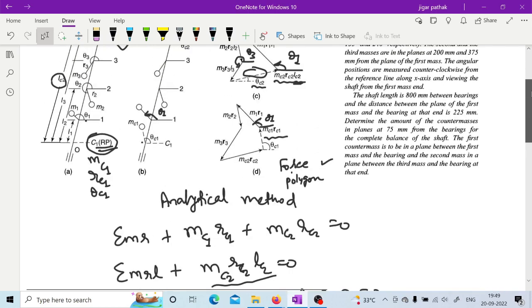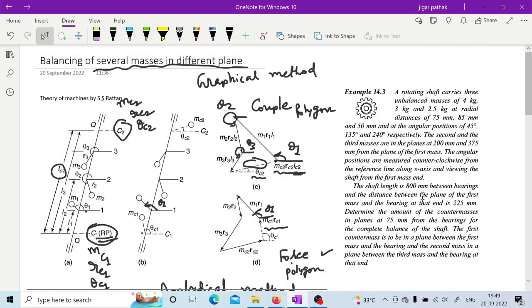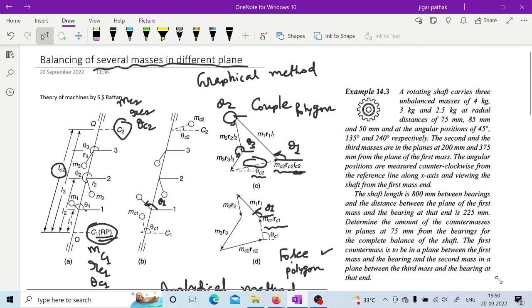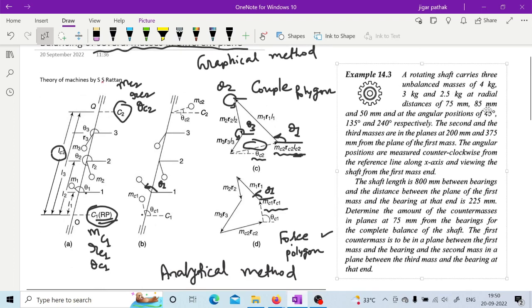Okay. So now you can read this problem. What this problem says is you have a rotating shaft which carries three unbalanced masses of 4 kg, 3 kg and 2.5 kg at radial distances of 75 mm, 85 mm and 50 mm at the angular positions of 45 degree, 135 degree and 240 degree respectively. So here they have provided all this data of m1, m2, m3, then radius r1, r2, r3 and then theta 1, theta 2, theta 3.